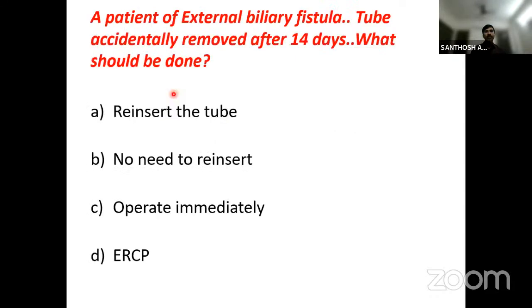A patient of external biliary fistula, tube accidentally removed after 14 days. What should be done next? Operate immediately, no need to reinsert? Do ERCP or reinsert the tube? By 14 days the tract would have formed, so it is better to reinsert the tube.